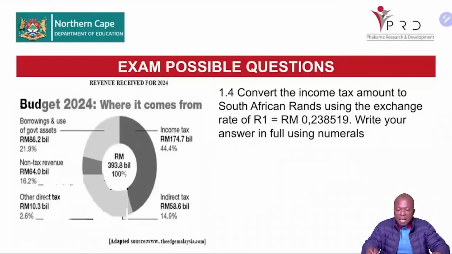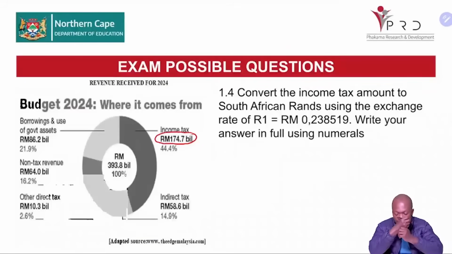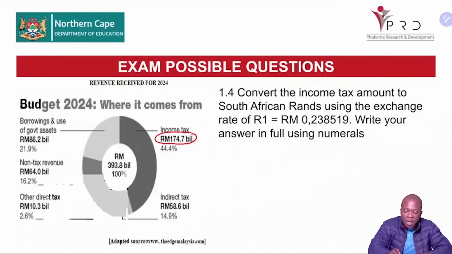Convert the income tax amount to South African rand. Income tax amount. Where is the income tax amount? Here it is: 174.7. So let's go and convert them. Can you see the amount is in what? Billions. So you write it like this.